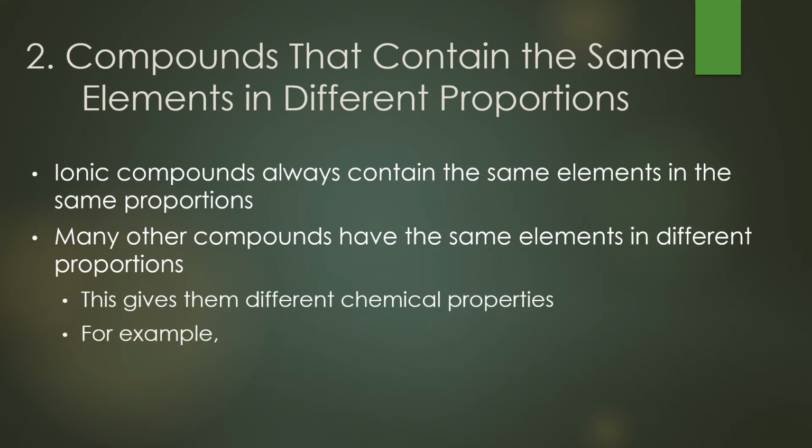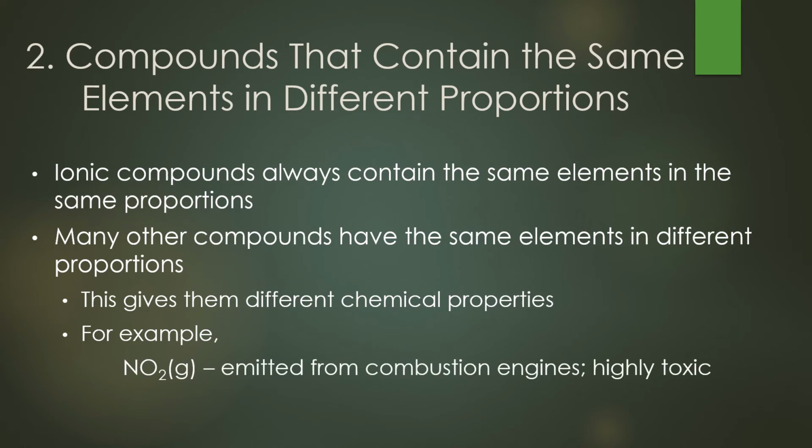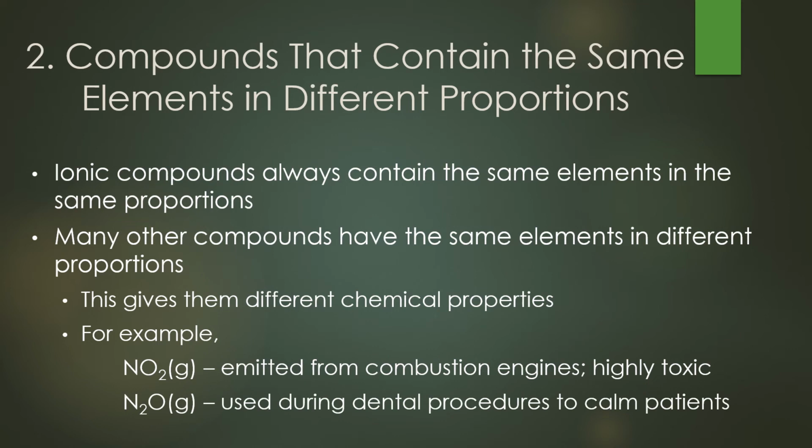And even just this simple example of NO2, nitrogen dioxide. It's emitted from combustion engines. It's highly toxic. It has 1 nitrogen, 2 oxygens. But if you change the proportions and you have 2 nitrogens and 1 oxygen with dinitrogen monoxide, this is a gas used during dental procedures to help calm patients. Very different chemical properties just because they have different proportions of the elements.